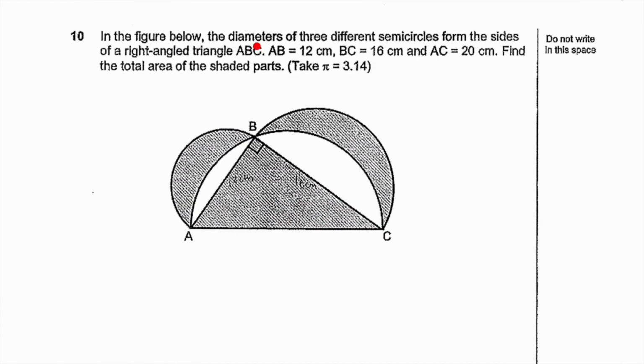In the figure below, the diameters of 3 different semicircles. So the small one, the medium one, and the big one right here. And then a right angled triangle, AB is equal to 12. So this diameter is 12. BC is 16, okay, and AC is 20. Alright, so find the total area of the shaded parts.